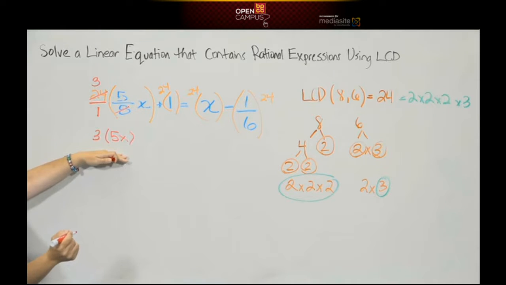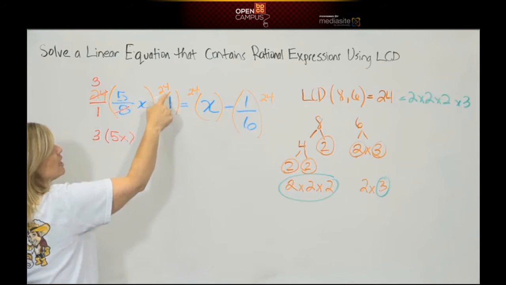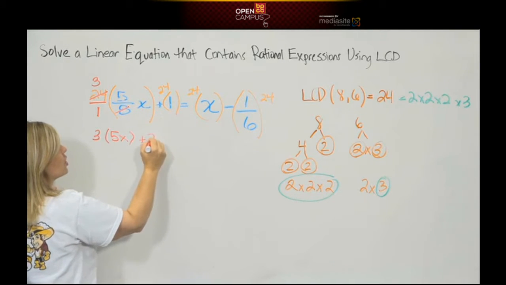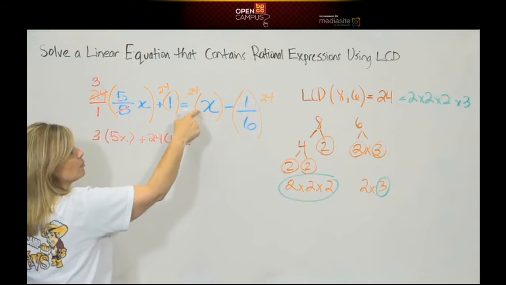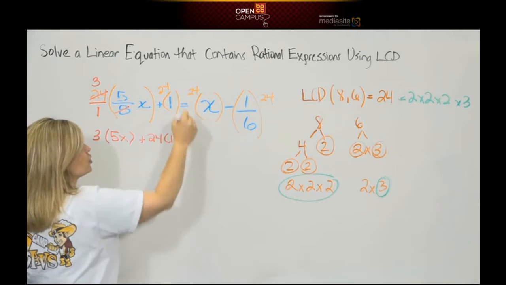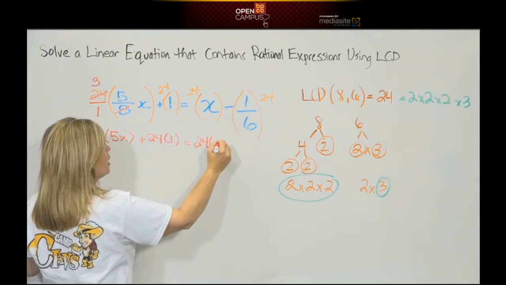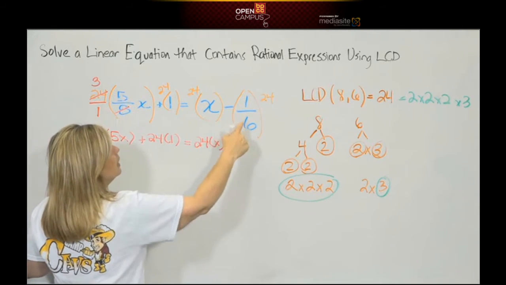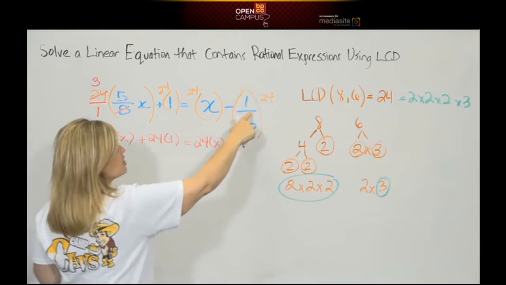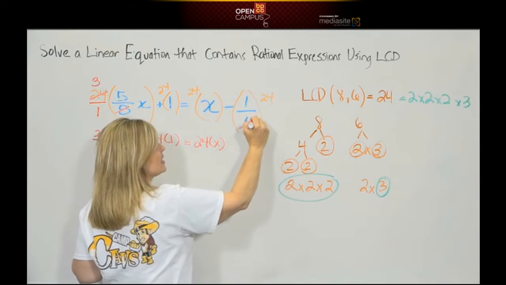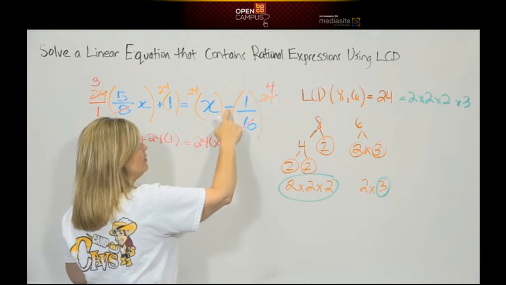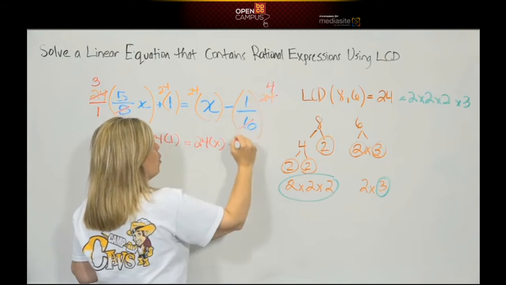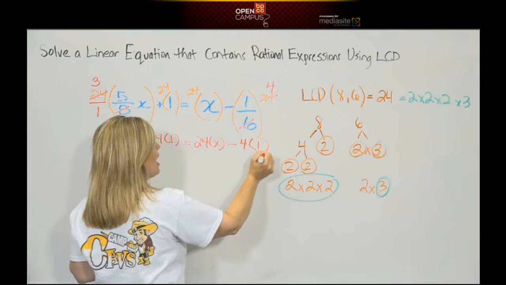Voila, no more fraction. Over here, there is no bar for division. So this is just going to be 24 times 1. This term, there is no bar for division. So we're just going to write 24 times x. Over here, though, there is a division bar. So we're going to divide 6 into 24, and we're going to get 4. So we have negative 4, and in parentheses we have 1.